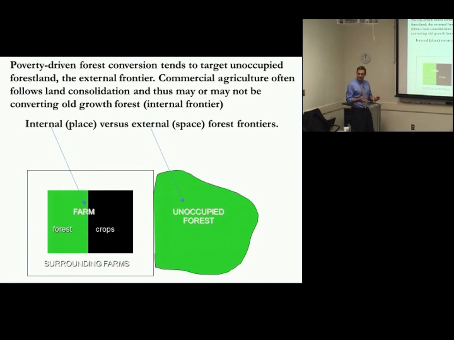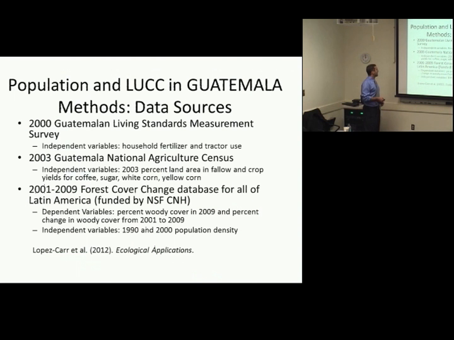I think it's useful to distinguish at a landscape scale between internal versus external forest frontiers. In this sort of poverty-driven forest conversion trends, this often targets the unoccupied frontier, this external frontier. Commercial agriculture is more likely to superimpose itself over land that's been consolidated, fallowed, land that has already been settled. And this would be the internal frontier. So land change within places that essentially have already been converted.